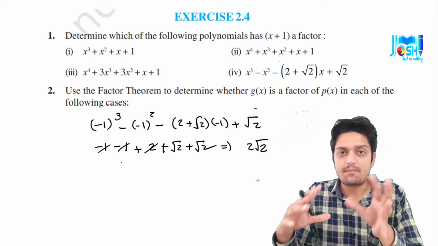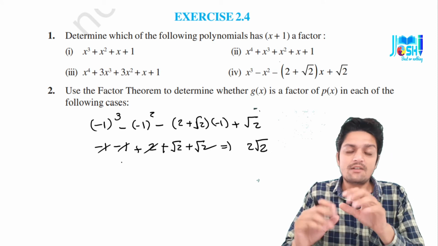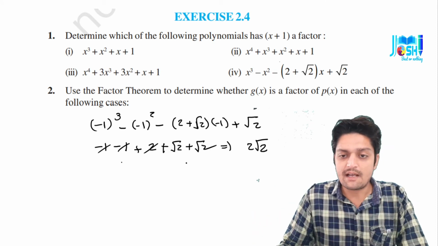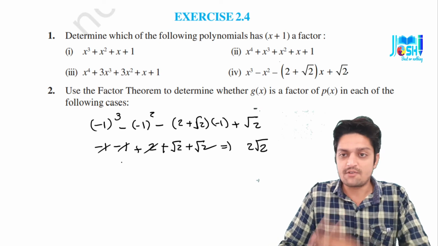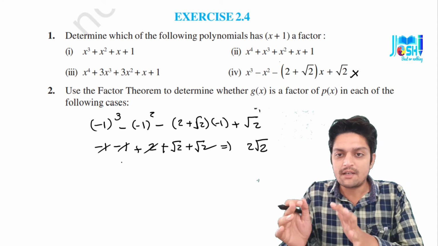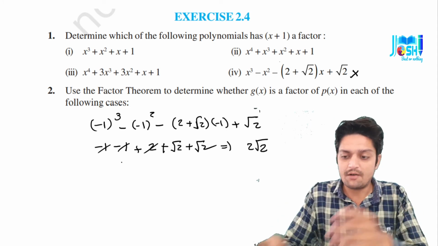But properly we have to solve now, because if the answer is correct but the method is wrong, then also you will not get marks. Method should be correct first of all. So here the answer is 2 root 2, which is not 0, so this is not a factor of the given polynomial. Now this kind of second question is also the same, so you have to solve it yourself.